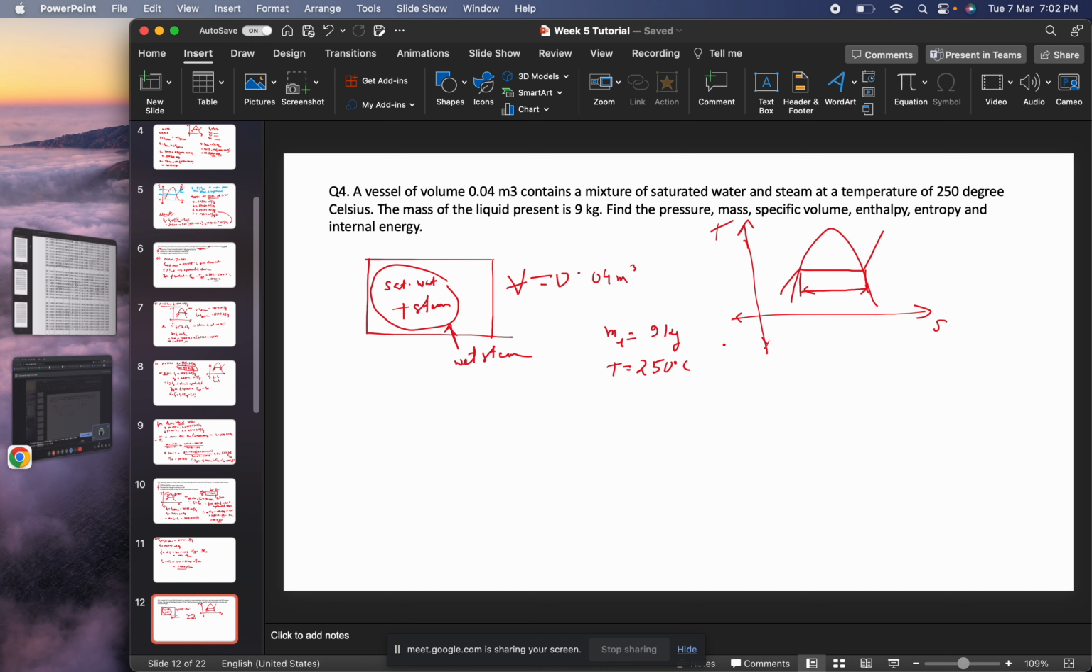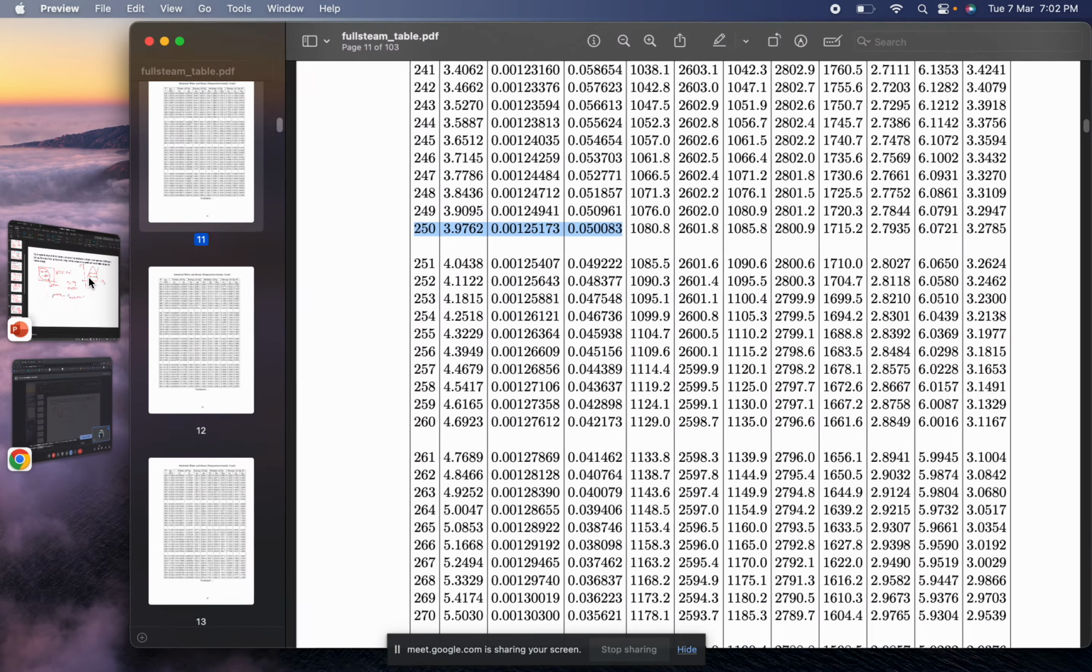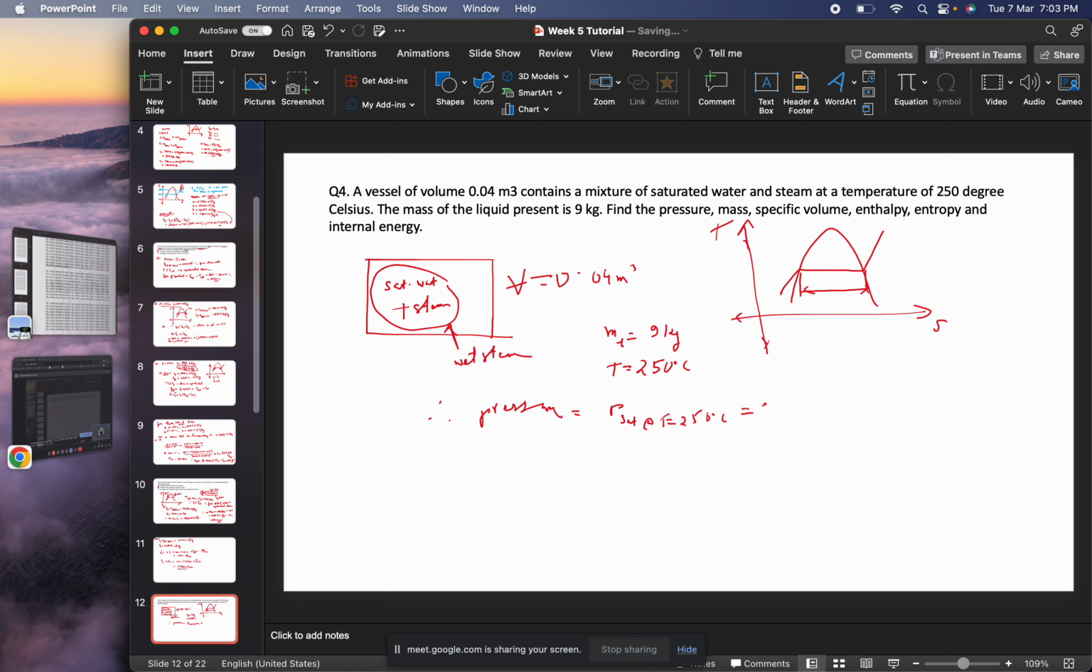Because at this state the pressure and temperature remain the same, they do not vary from going from point 1 to this point. So therefore pressure is equal to P saturation at T equal to 250 degrees Celsius. Okay, and that is 3.9762 megapascal. Okay, so we have got the pressure.